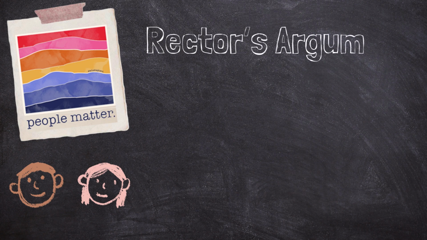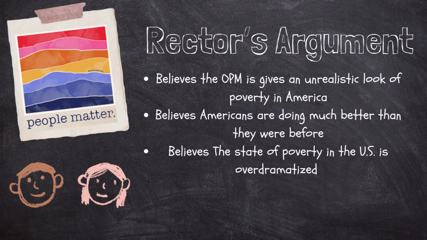Rector's argument in his article, "Air Conditioning, Cable TV, and an Xbox: What is Poverty in the United States Today," is based on perceived inaccuracies in the U.S. poverty measurement, the official poverty measure, the OPM. The OPM seems to show that the levels of poverty within America have stayed virtually unchanged.